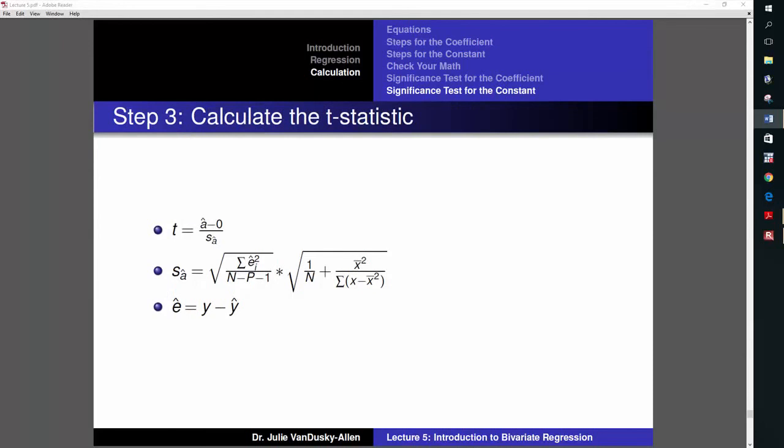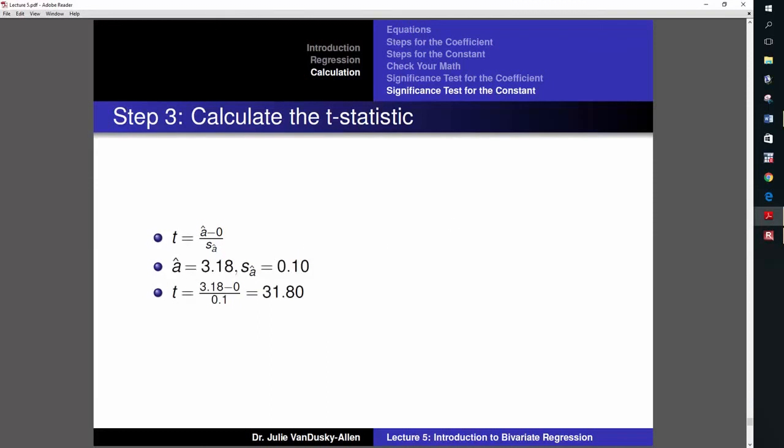Next, we calculate our t-score. The t-score calculation for a-hat is similar to the t-score for our b-hat. t equals a-hat minus 0, and that value divided by the standard error of a-hat. I will not go into detail on how to calculate the standard error of a-hat. I just wanted to show you the equation. As you can see, it takes into account how well the independent variable predicts the dependent variable, as it includes the error term in its calculation.